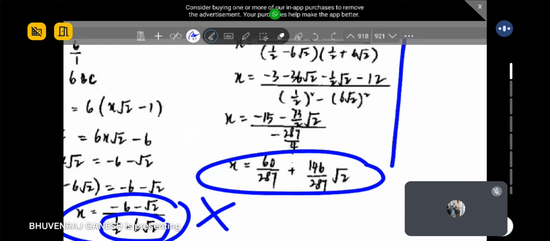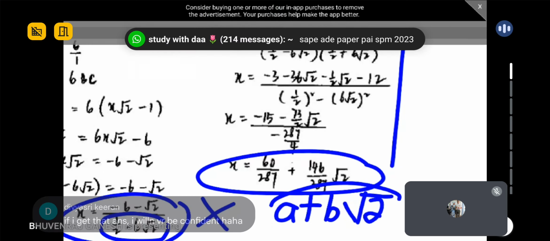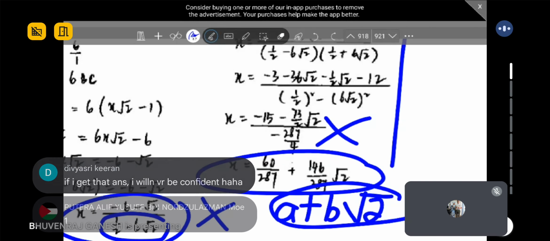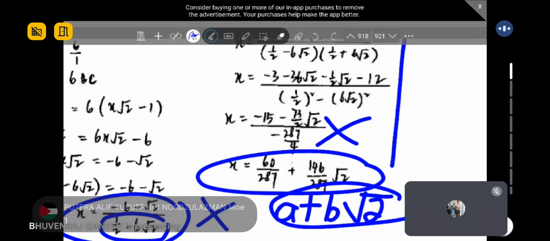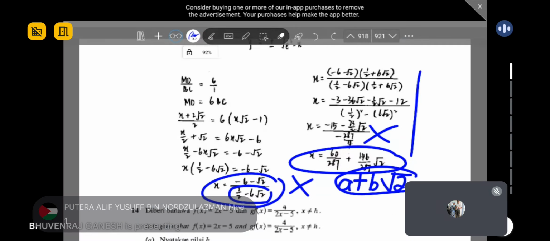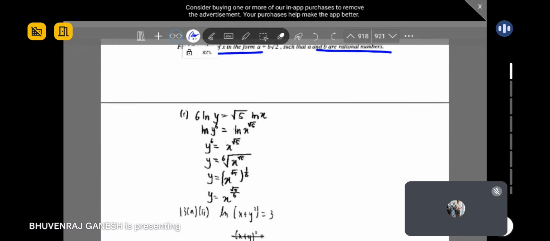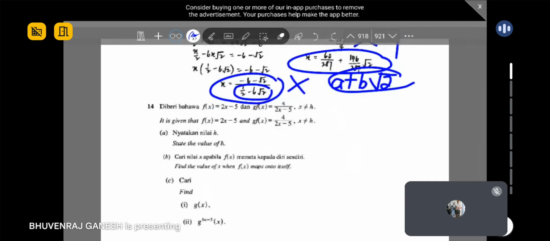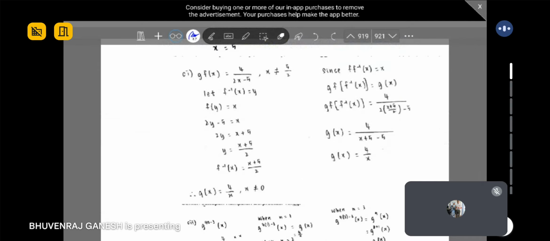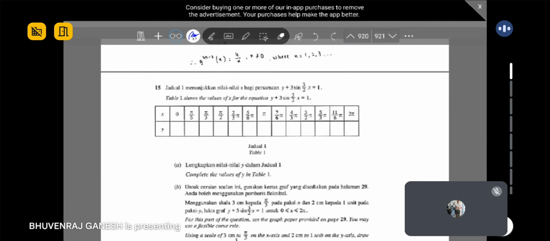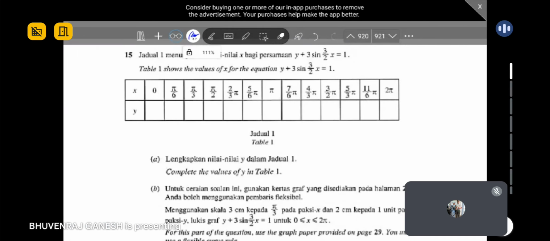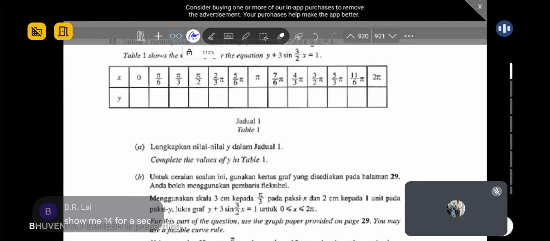Because the question, they ask you to give your answer in this format. Kena bagi jawapan dalam format yang ni. So that's why you cannot leave your answer here. Tak boleh tinggal kat situ. Alright. So we already finished question 13 lah. Dah habis soalan 13. Okay, so now we come to the last question, guys, for today. Soalan terakhir. Number 15, guys. Soalan 15. Your favorite chapter lah, guys. Trigo.